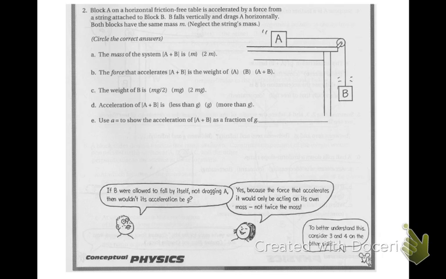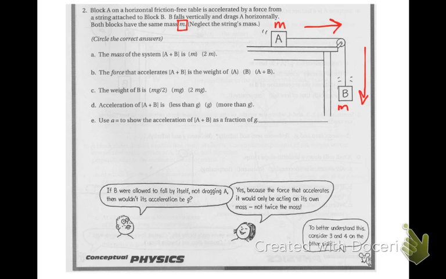So let's read through this. Block A on the horizontal friction-free table is accelerated by a force from a string attached to block B. B falls vertically and drags A horizontally. Basically what that means is B is falling this way, and as B is falling, A is moving to the right. Both blocks have the same mass of m. So that means that A has a mass of m and B has a mass of m.